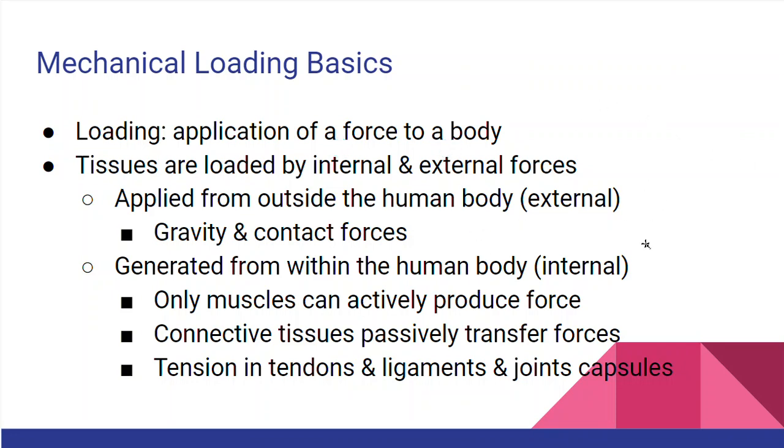An external force would be gravity. So when we're standing and moving, or contact forces, you hitting something from a fall, a jump, landing, or in contact sports, somebody else hitting you or contacting you in a way that creates a force or a load on your body. Internal loads: only muscles can actively produce force, and so muscular activation can create loads on different tissues. Connective tissues passively transfer forces, and there's only tension in tendons, ligaments, and joint capsules.